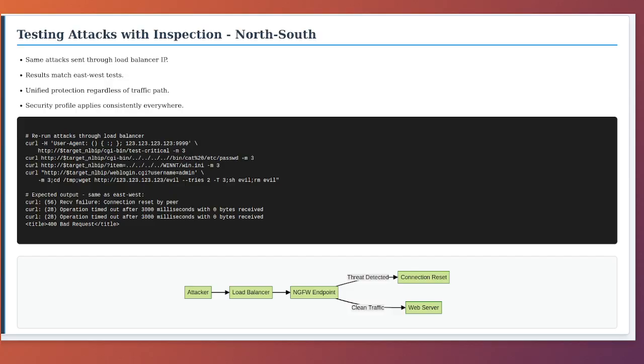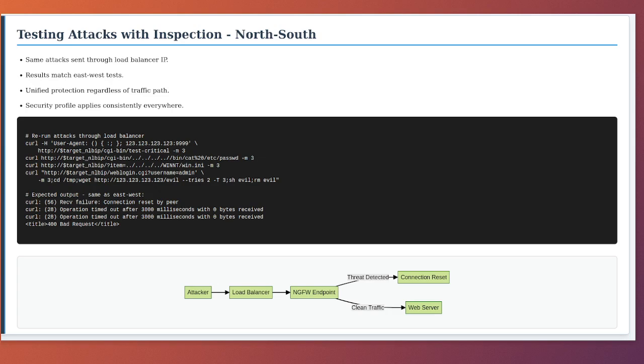The shellshock attack goes to the load balancer IP with the malicious header. The directory traversal attacks target the external endpoint. The command injection payload is sent through the public path. The results match the east-west tests. The shellshock attack returns connection reset by peer. The directory traversal attacks time out waiting for a response.